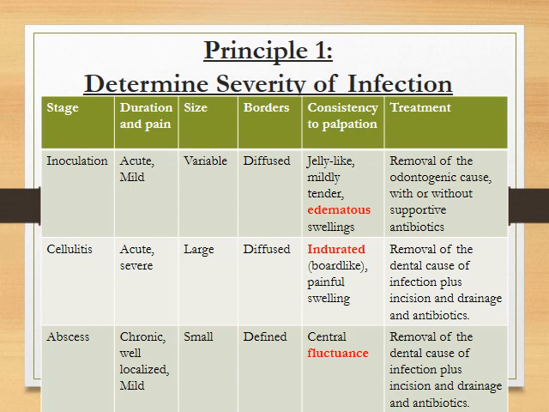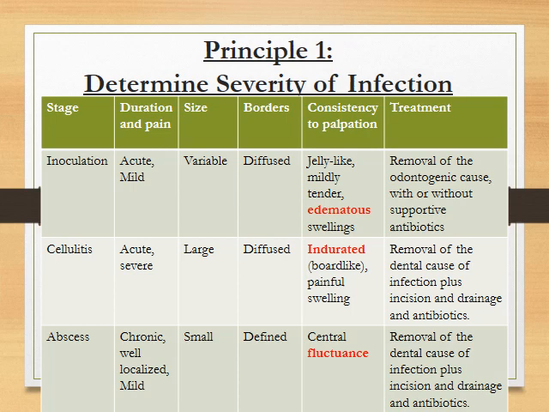After we ended the physical examination, the dentist will have a sense of which stage the infection is in right now. How can I differentiate? From the duration, pain, size, peripheral definition, consistency on palpation, presence of purulence, pus, and potential danger. In the inoculation stage, the duration of pain is acute, from 0 to 3 days, and the pain is mild.